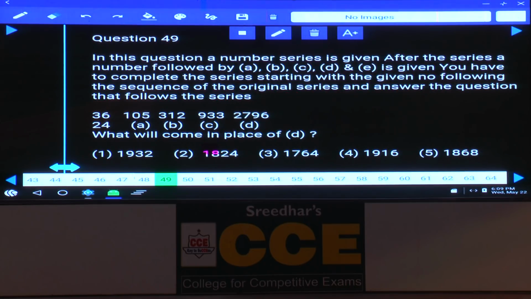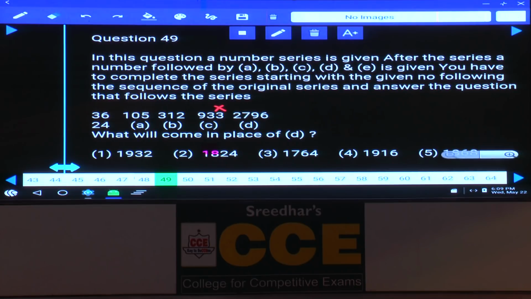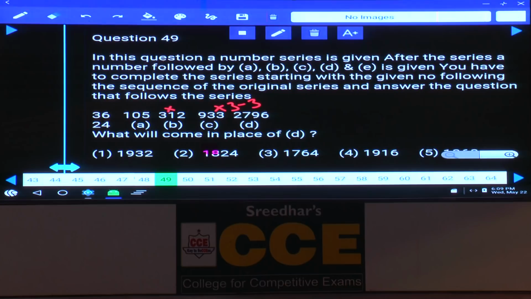Then next one, question number 49. Now in this 49, again starting with 36 and ending up 2700, numbers are increasing at a very fast rate, it must be under combination. Now 33 and 927, 2700, it must be into 3. And 33 into 3, 99, and this is 96, hence it is minus 3. Then 312 into 3, 936, minus 3. 105 into 3, how much? 315, minus 3. 36 into 3, 108 minus 3, 105. Into 3 minus 3, into 3 minus 3, and so on.